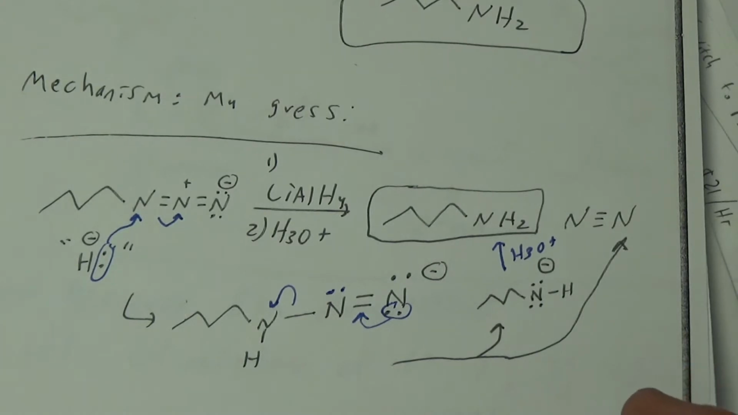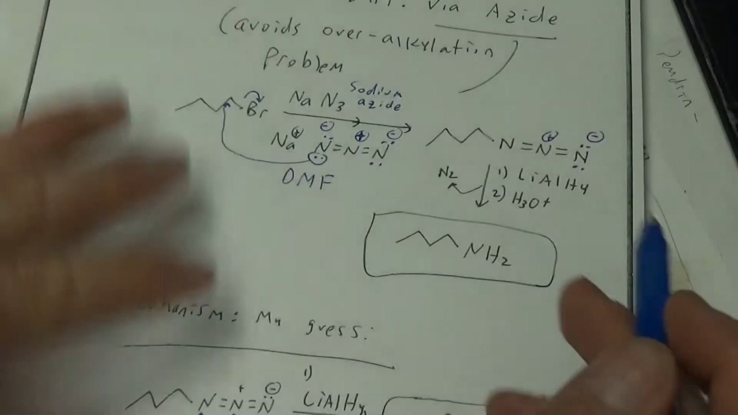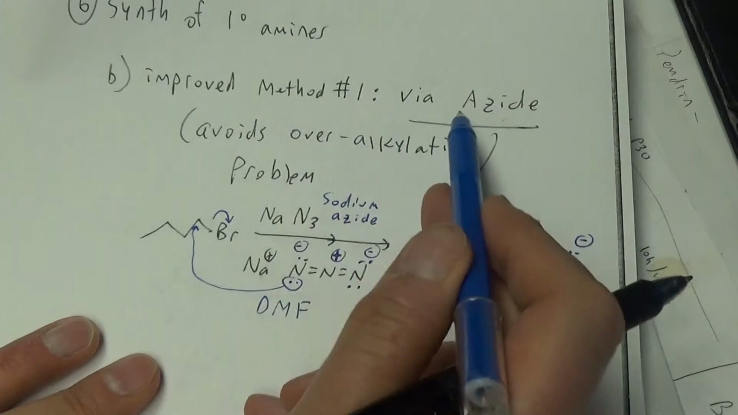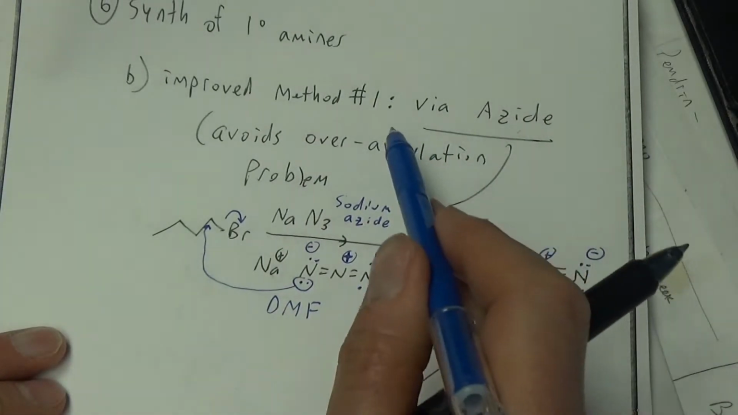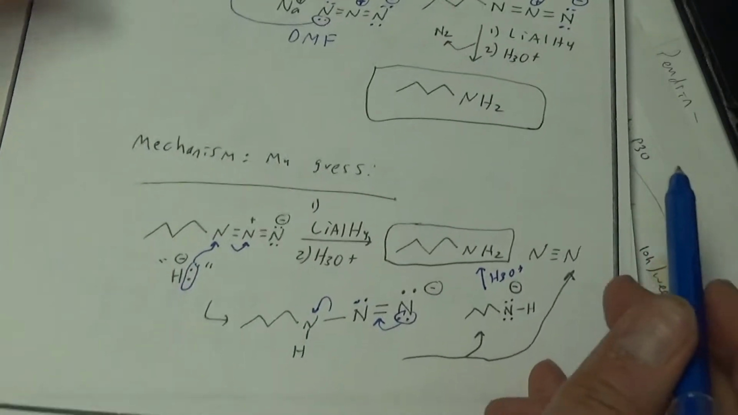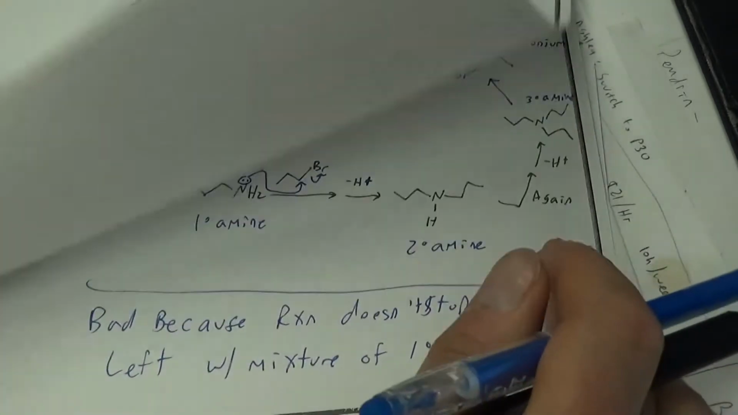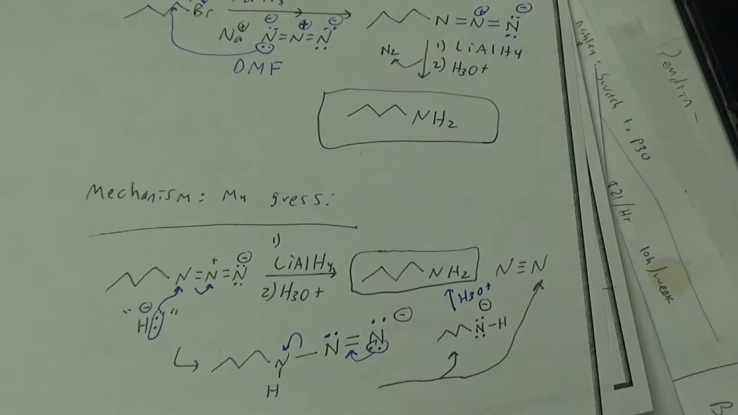Okay, cool. Alright, so that was what I call improved method number 1, which is the Azide method. Now let's do the improved method number 2, which is a different kind of related reaction.